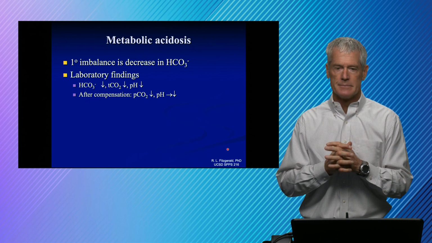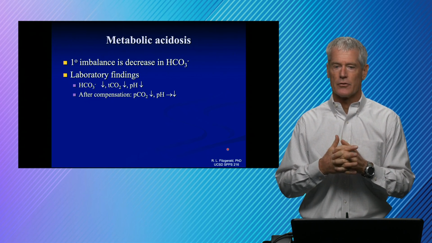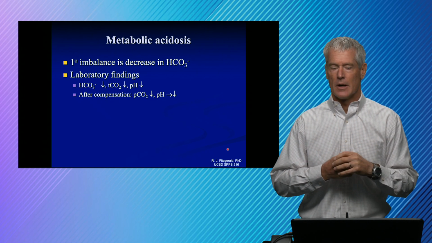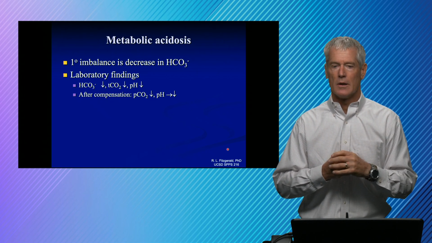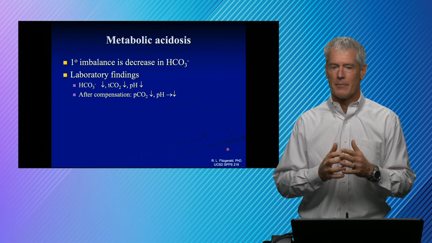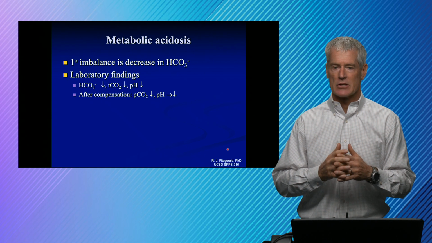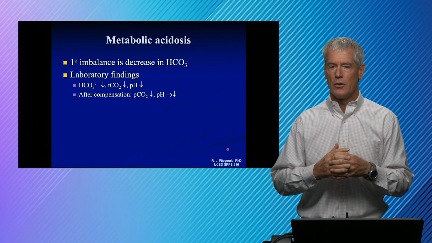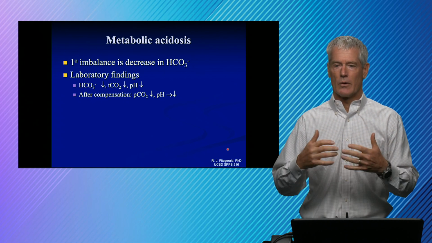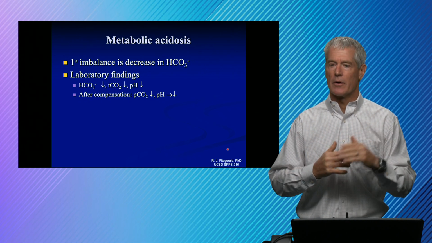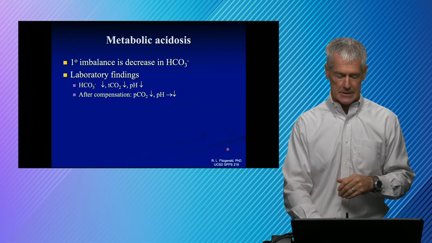So in a metabolic acidosis, the primary problem is a decrease of bicarb, and so lab findings, your bicarb is going to be low. Your total CO2 is going to be low. Again, total CO2 is primarily made up of bicarb. Your pH is low. That defines it as a metabolic acidosis. And so you compensate for that by increasing your rate of respiration, trying to blow off CO2, and again, maintain your 20-to-1 ratio of bicarb to carbonic acid.